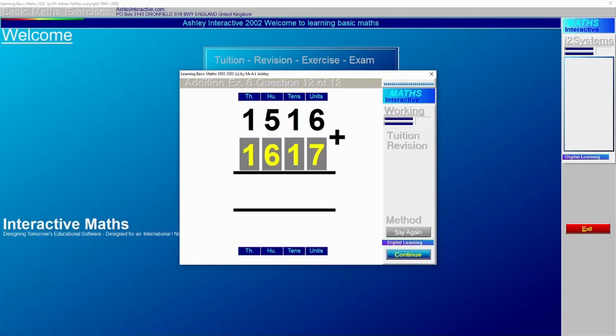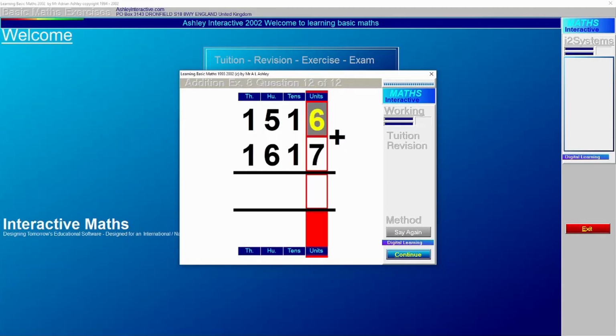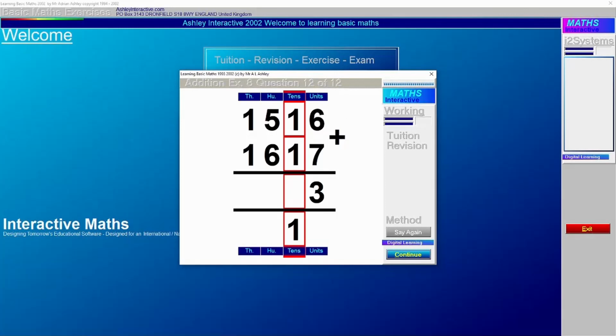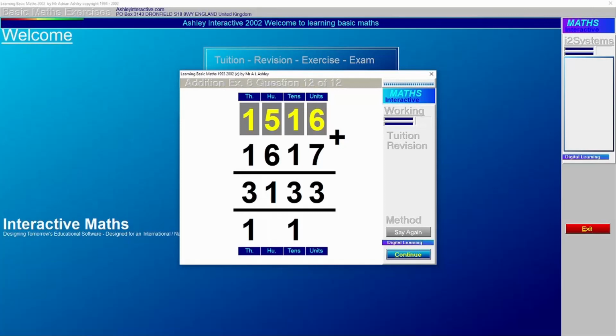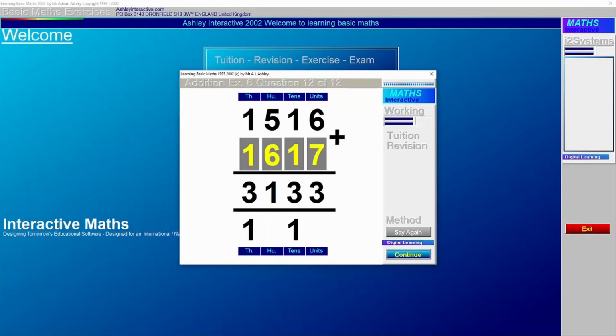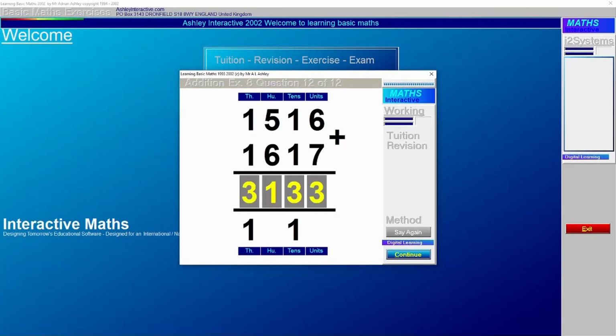1,516 add 1,617, adding up the units column. 6 add 7 is equal to 13. 1 carried to the tens column. 3 adding up the tens column. 1 add 1 is equal to 3. 5 add 6 is equal to 11. 1 carry 1 add 1 is equal to 3. 1,516 add 1,617 is equal to 3,133.